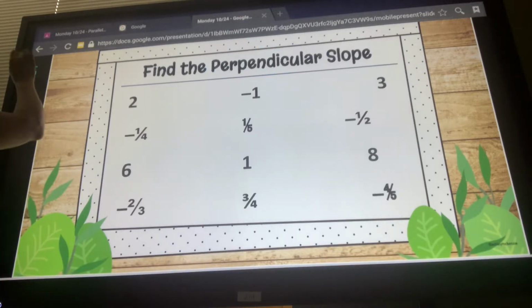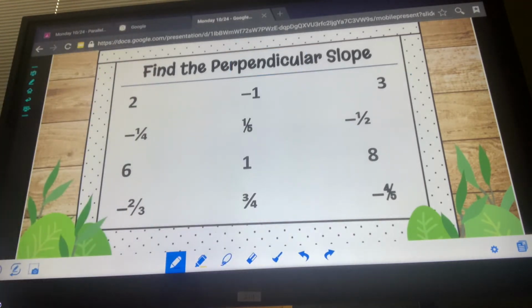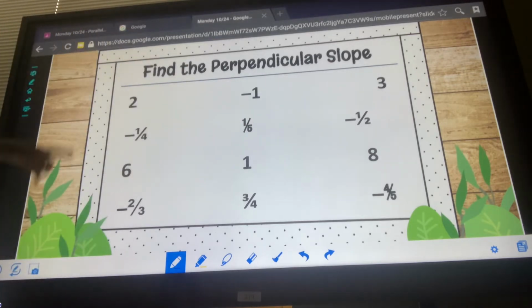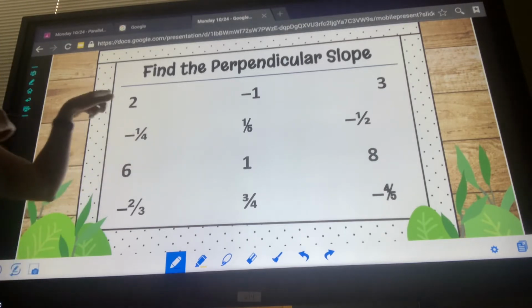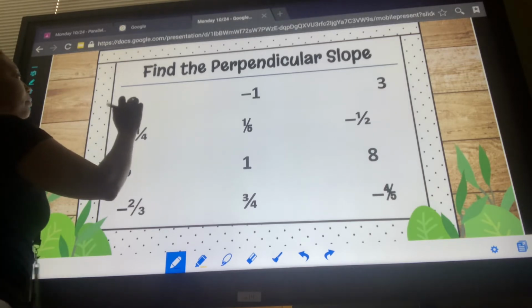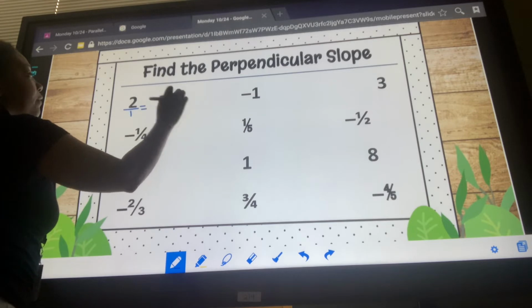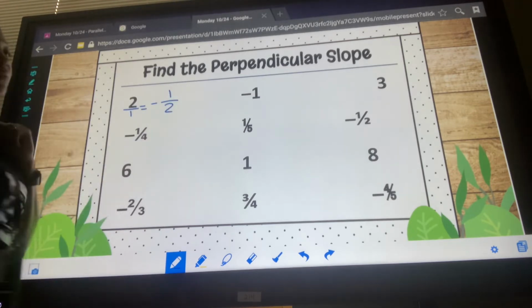Okay, pause the video, go ahead and do that. Okay, perpendicular slope. Remember, perpendicular is opposite reciprocal. All right, so since these are all whole numbers, I'm just going to go down and do this row. Now I'll do the first two rows. Okay, so remember, first thing you want to do is take this whole number, make it a fraction. So that way I can flip it. So now it's going to flip, and it needs to become the opposite. So since it was positive, it will be negative.